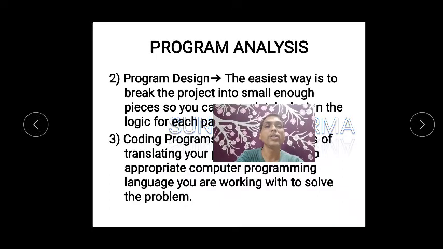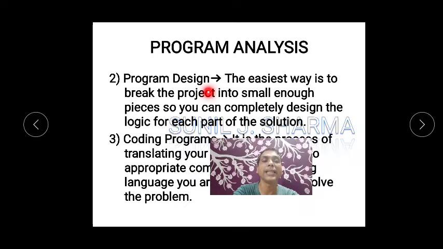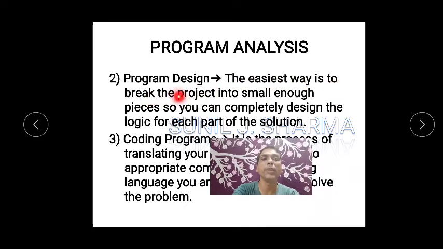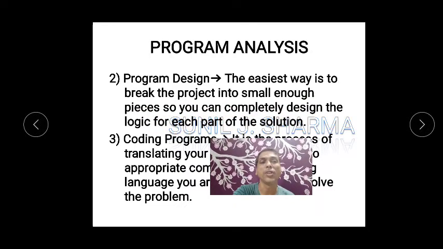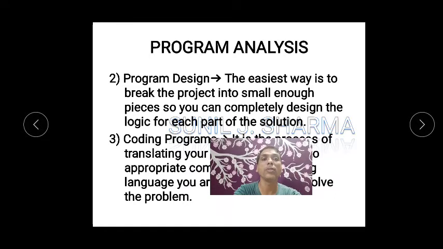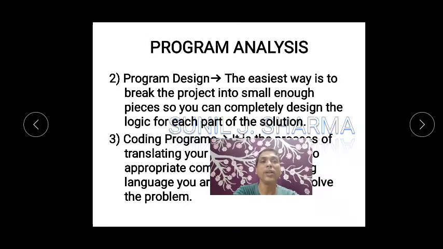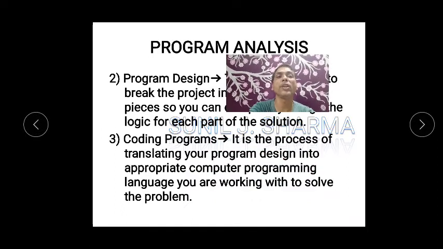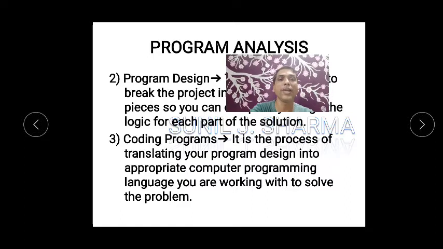Okay, now the second step was program design. The easiest way is to break the project into small enough pieces so you can completely design the logic for each part of the solution. So suppose your problem is very big, what you can do is divide it into small pieces, and then you can build a solution for them, and then you can merge them. Okay, so this is program designing.